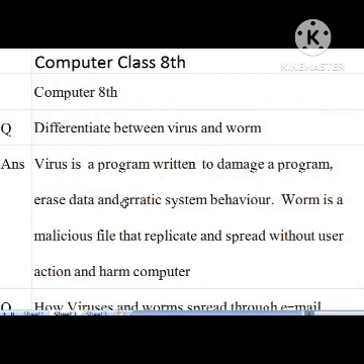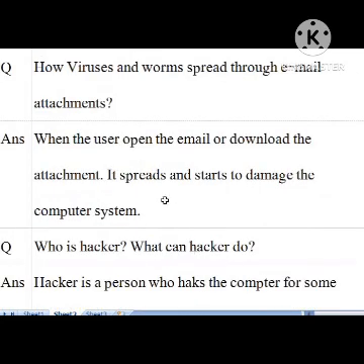Differentiate between virus and worms. Virus is a program written to damage a program, erase data, or cause erratic system behavior. Worm is a malicious file that replicates and spreads without user action and harms the computer.